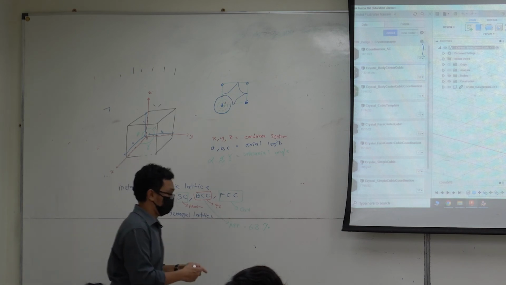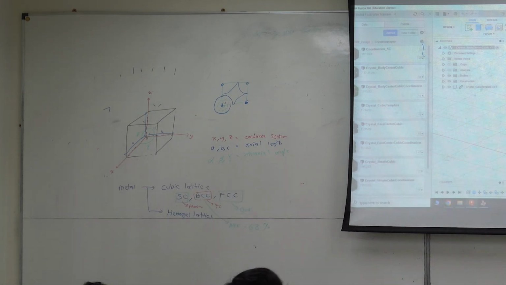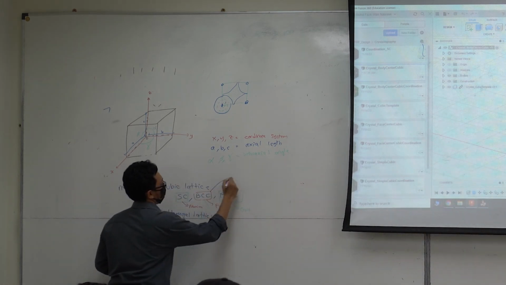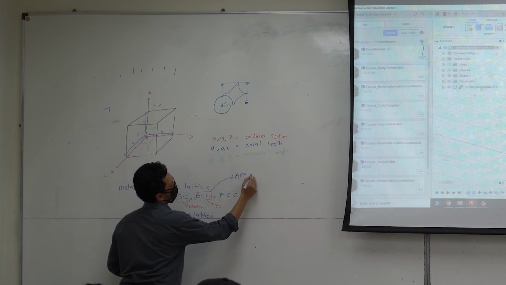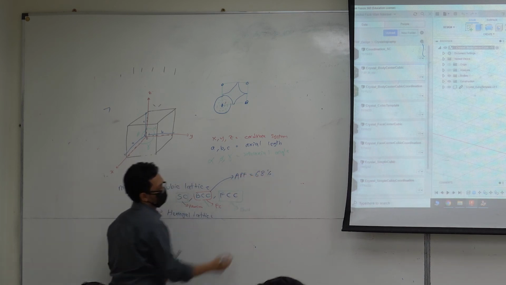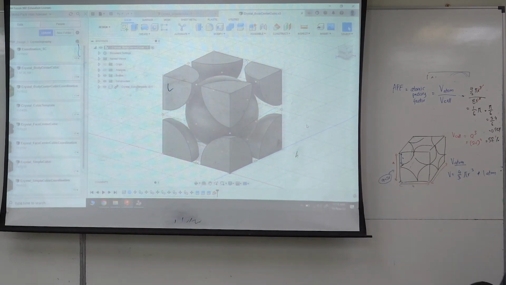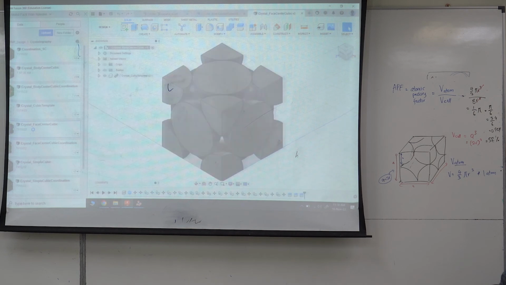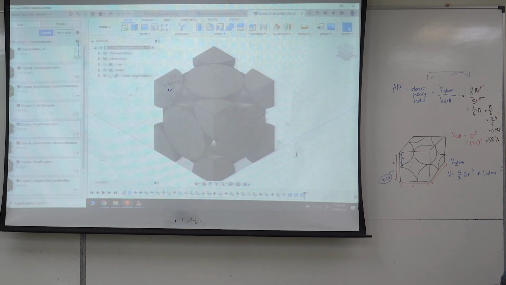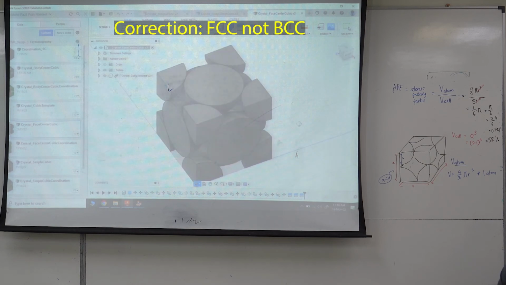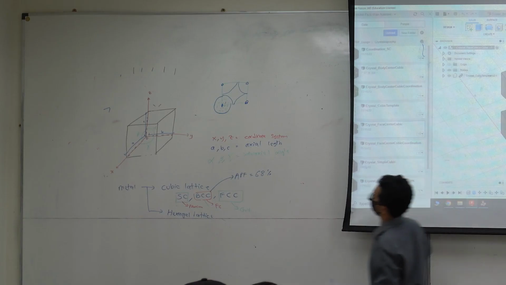So this color is not good. I think I need to put the blue color so that you can see. So for BCC, the APF is basically 68%, and for FCC, so this is BCC. For FCC, face center cubic is like this. Okay, like that. So this is BCC. You can see it's more packed. So this is FCC, face center cubic.